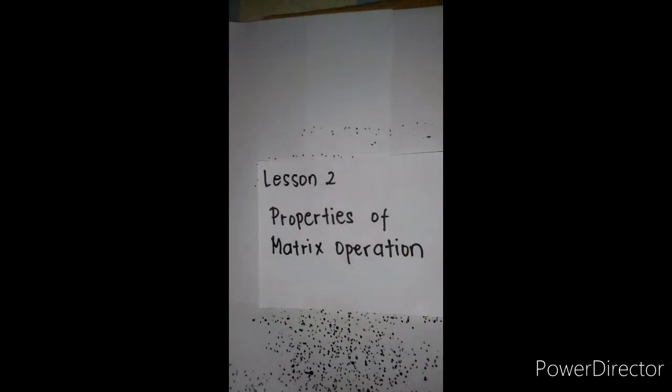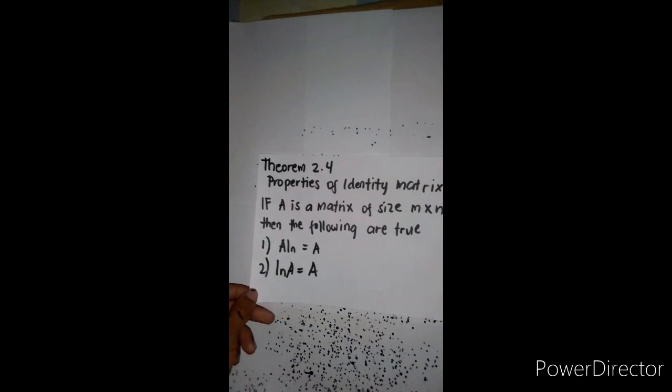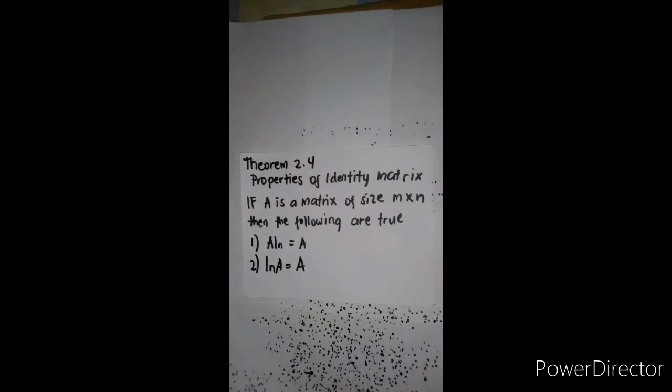Our topic is under Lesson 2, Properties of Matrix Operations, which is Theorem 2.4, Properties of Identity Matrix. If A is a matrix of size m by n, then the following are true. Number 1: A multiplied by I subscript n is equal to A. Number 2: I subscript m multiplied by A is equal to A.